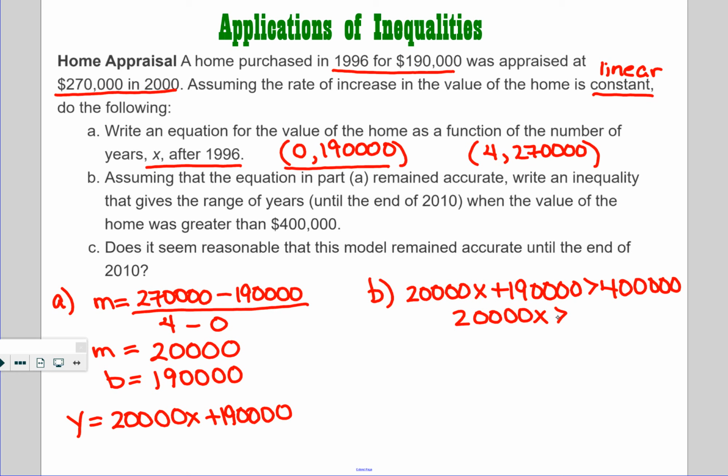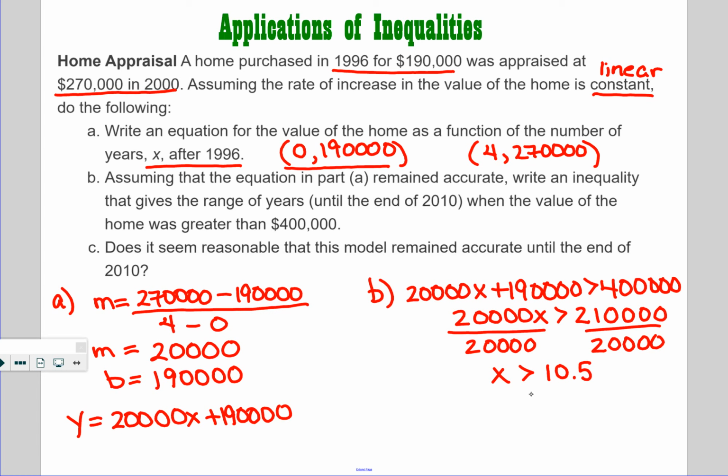Ooh, so many zeros in this problem. So 400,000 minus 190,000 is 210,000. And then from there, I'm going to divide both sides by 20,000. And that is going to give me x is greater than 10.5.